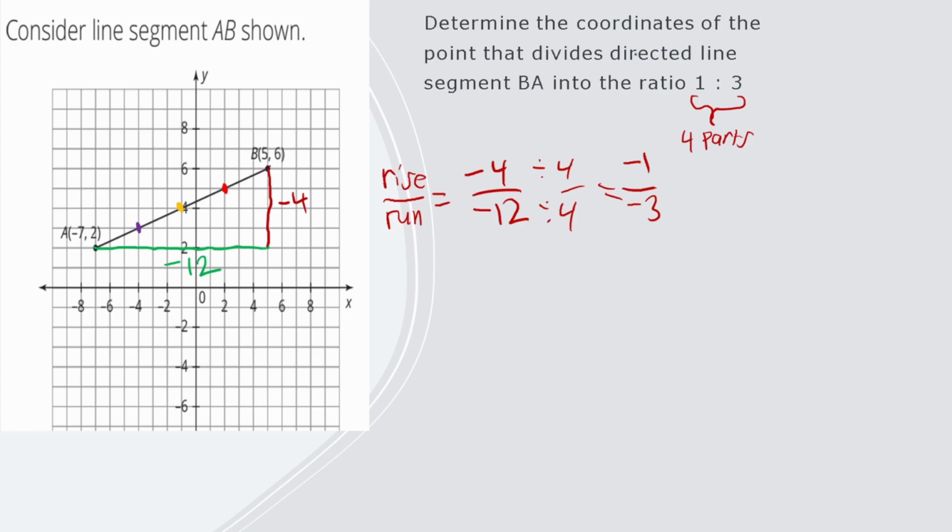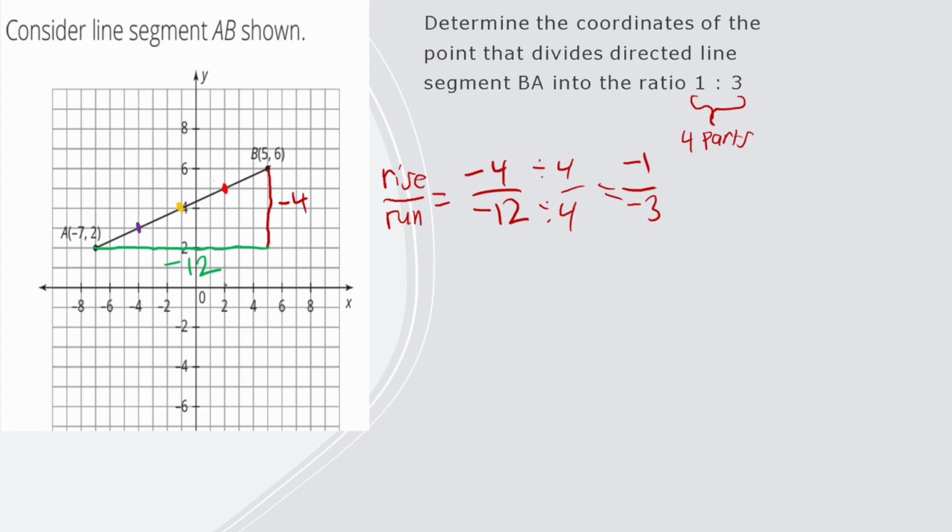So if we want a point that divides our directed line segment from B to A into a 1-to-3 ratio, which means 1 part before the point and 3 parts after, 3 equal parts after, right? That's the most important thing. All these parts are equal. So what that will be is going from B to our red. That red point is the one that divides it here, right?